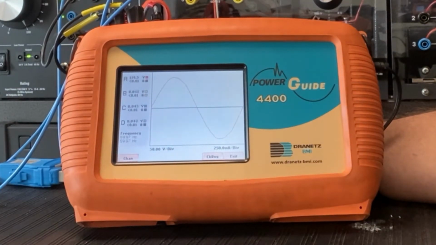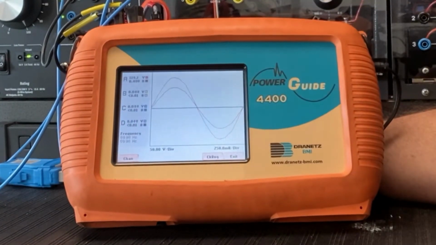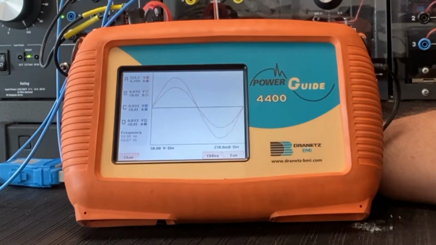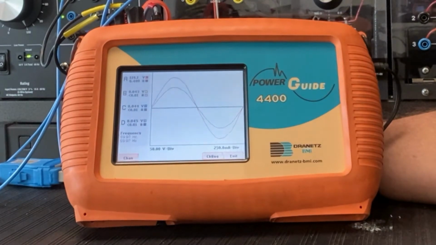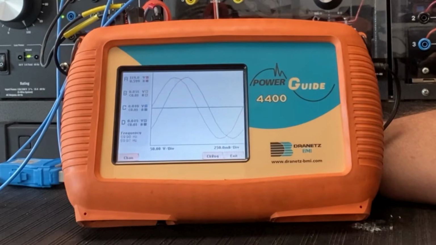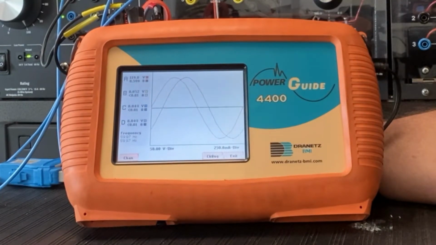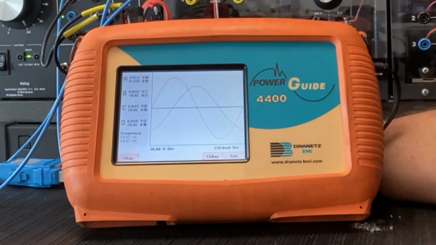How about this? We'll put some resistance back in, and we know that's going to be in phase with the voltage. And I'll put a little bit of inductance in there, and you can see it shifted just a little bit, right? If I get rid of the resistance, you can see it shift a little more. So they really do offset each other, as I'm sure you've learned in class.